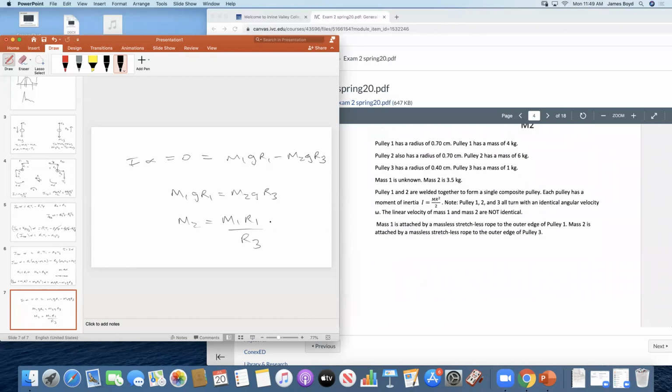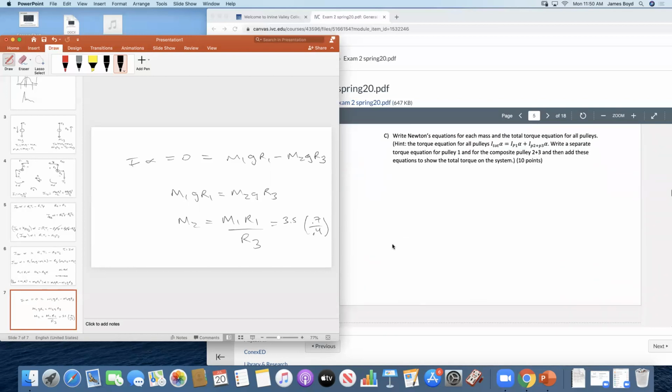because we know that M1 is 3.5, and R1 and R3 were 0.7 and 0.4. So plugging that into my calculator, I would get 0.7 divided by 0.4 times 3.5. I get 6.125 kilograms. And that's it. That's this whole problem.